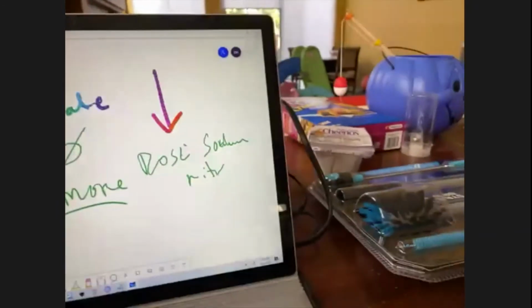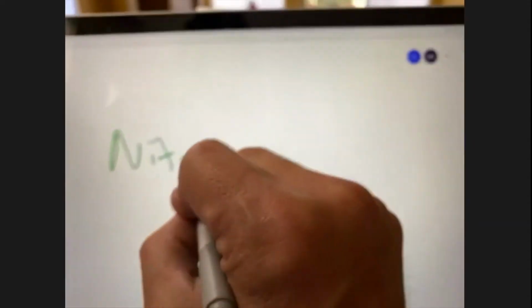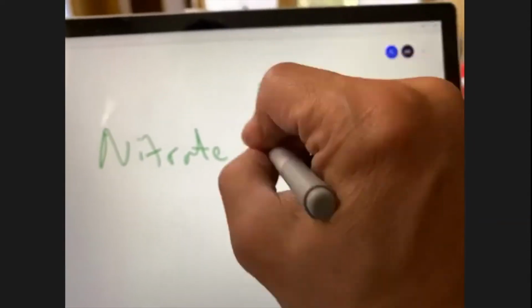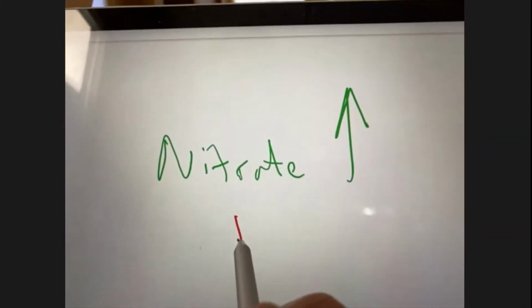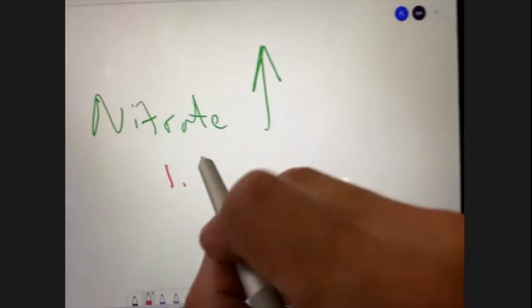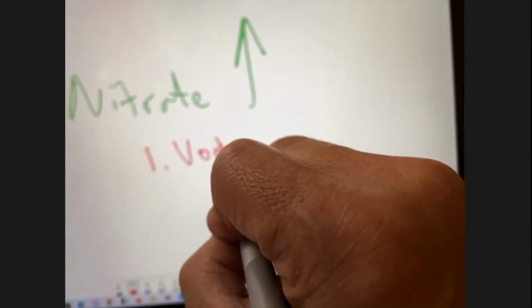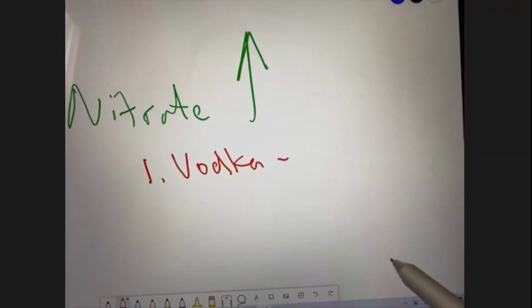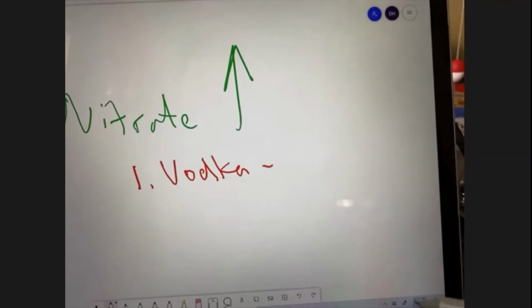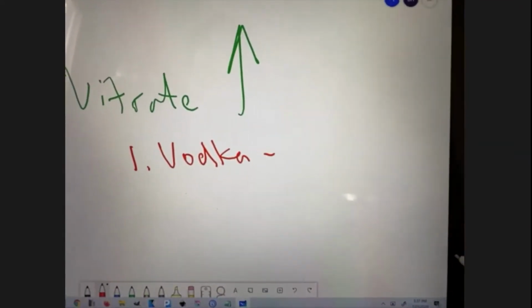Now, if your nitrate is too high, so if your problem is you have algae, nitrate is too high. There's a lot of things you can do. If you're over 21, dose vodka. Go buy some vodka, dose a few mil. What this is doing is essentially carbon dosing.